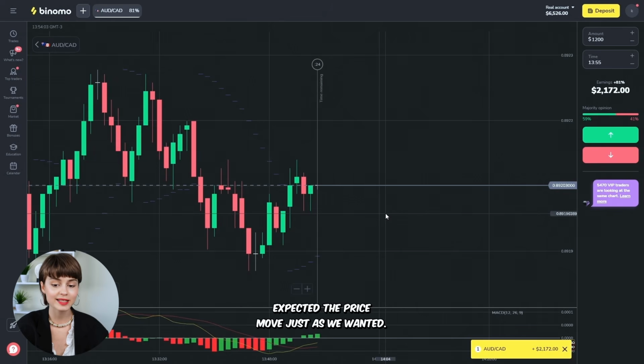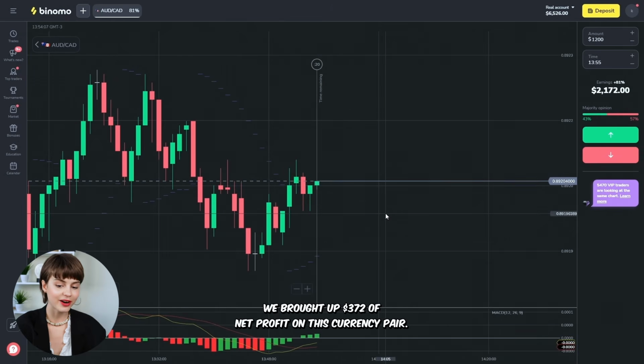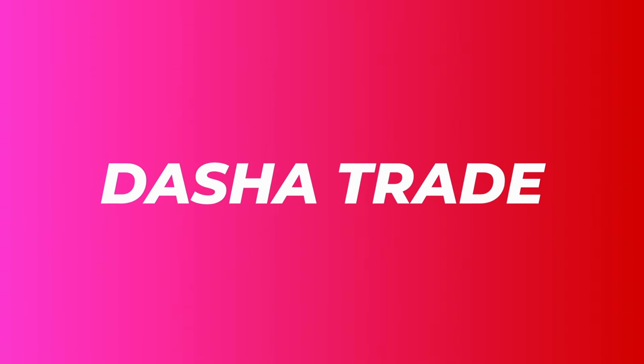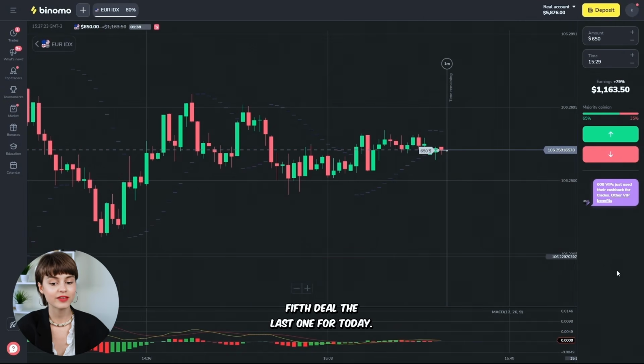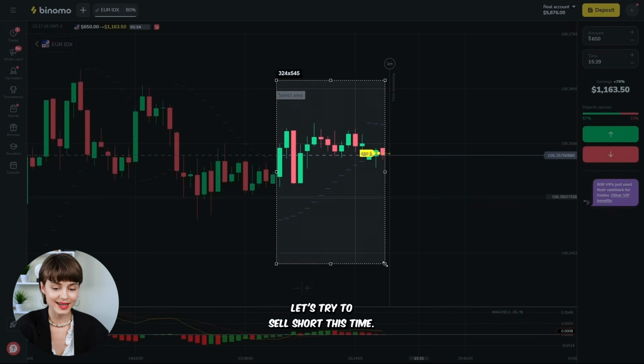As expected, the price moved just as we wanted. It brought us $372 of net profit on this currency pair. Great! So guys, we're opening the 5th deal, the last one for today. Let's try to sell short this time.